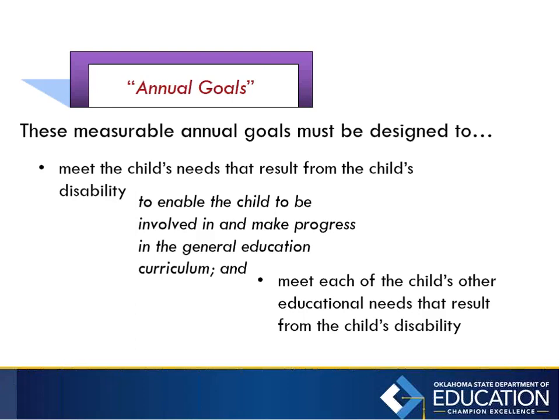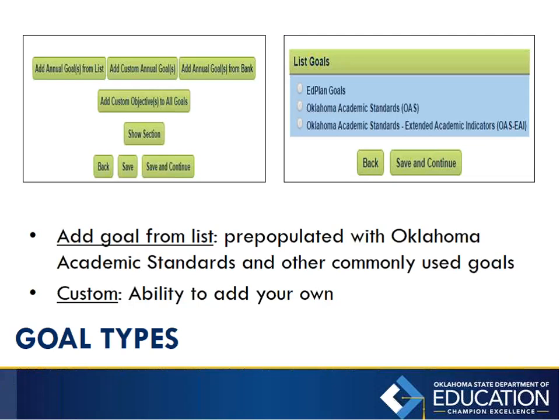We get this question a lot. How many goals do I need to put in there? Well, however many goals the student needs. There's no right or wrong answer. Some children may need 2 goals. Some may need 10. You just want to be careful. You don't want to write 20 or 30, because then that's hard to measure and make sure the student is making progress. Now, if a student does need 20 goals, put them in there. Just make sure they're measurable.